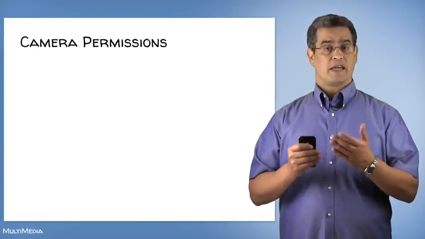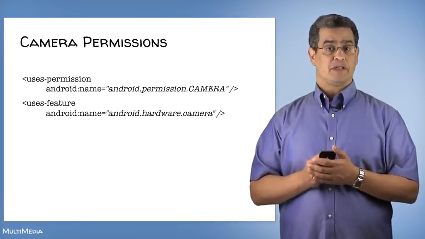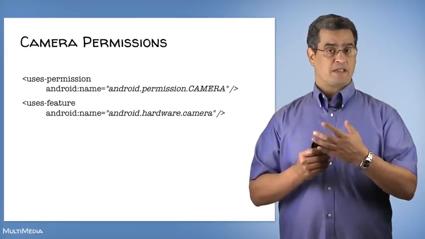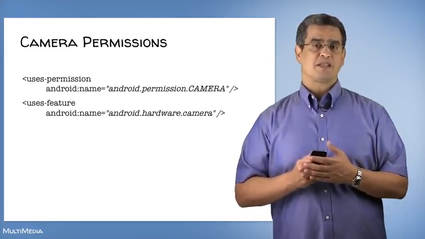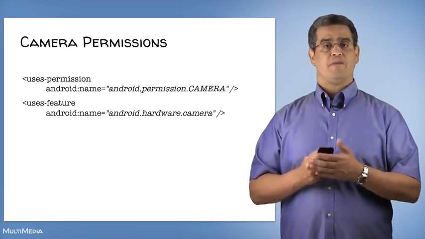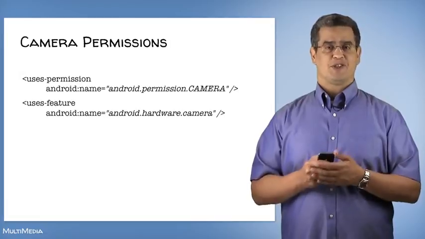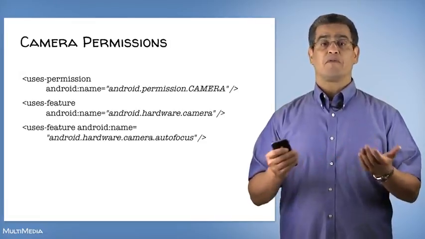To use the camera features, you'll need to set some permissions and features. You'll need at least a camera permission, and you'll probably want to include a uses-feature tag in your AndroidManifest.xml file that specifies the need for a camera. And you may want to specify that your application requires other sub-features, such as autofocus or a flash.